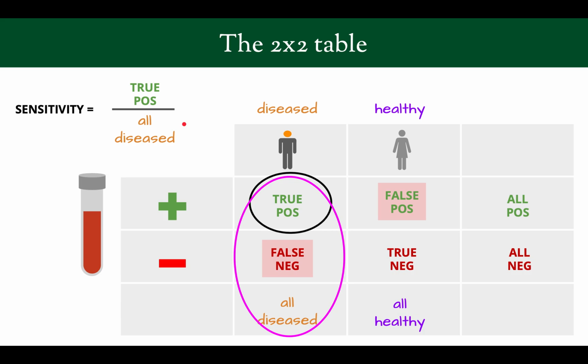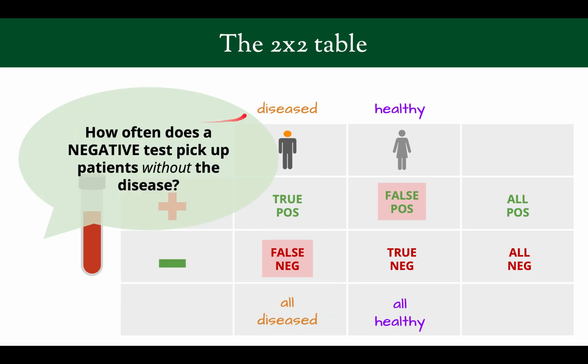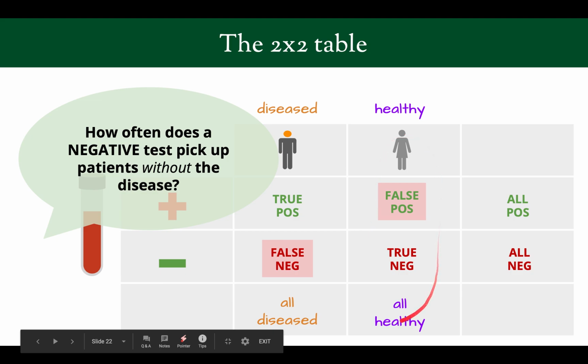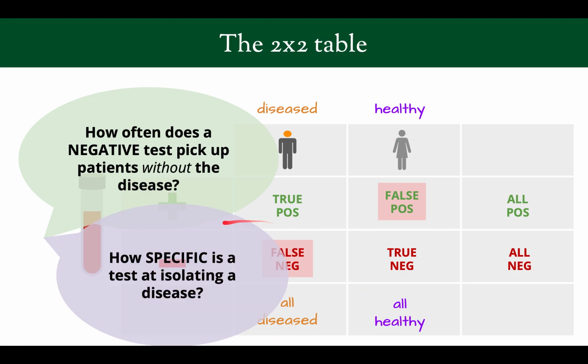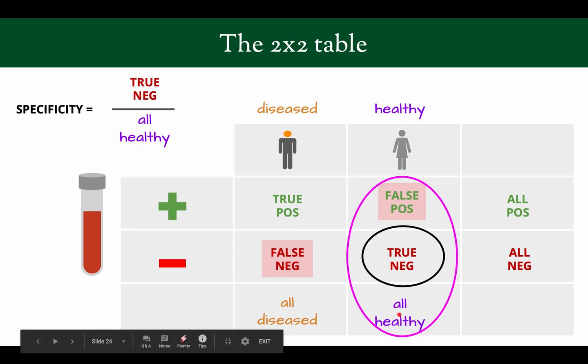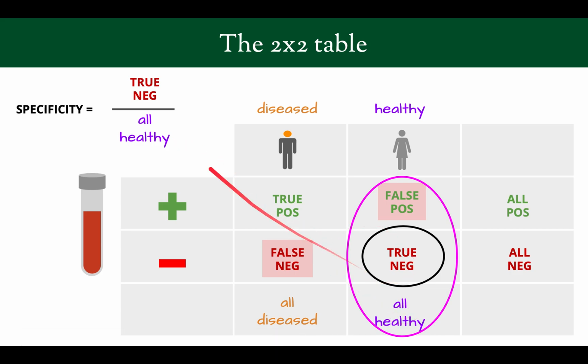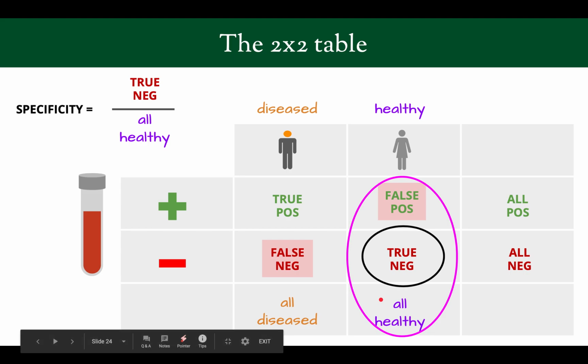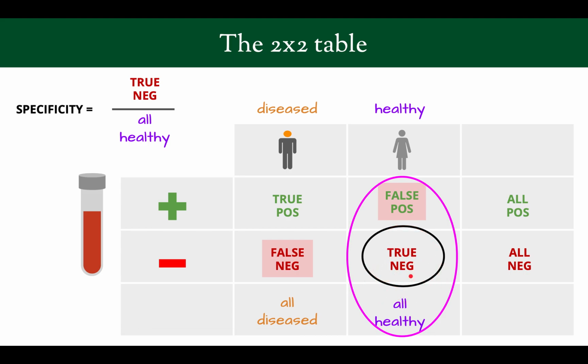Now specificity is kind of just the opposite of that, right? We can say, of all the people without the disease, how often is a negative test correct? And so that's called the specificity. So how specific is a test at isolating a disease? You can guess it, right? We're going to put all the healthy people in the denominator, and then we're going to put the true negatives here. So true negatives over all healthy is going to tell us, of all the healthy people, how often are we correct in saying that it's negative.